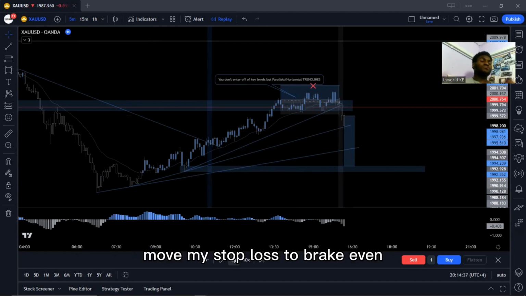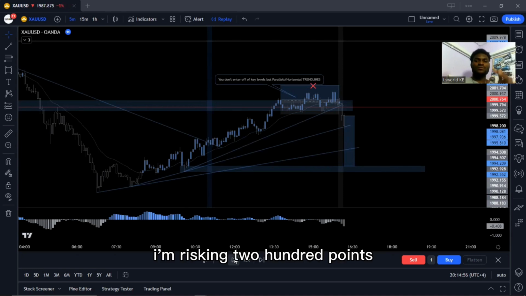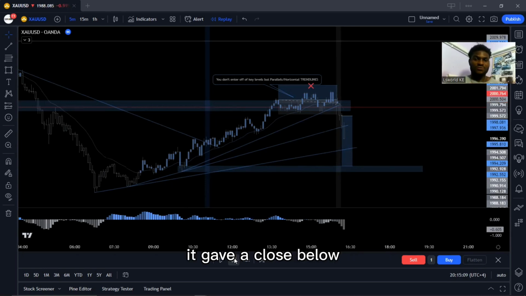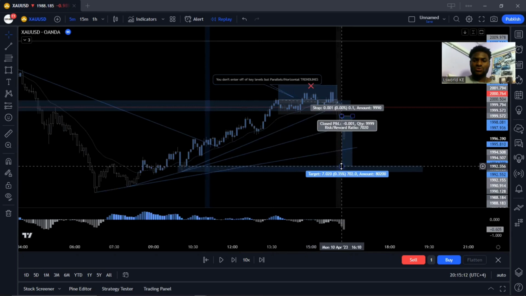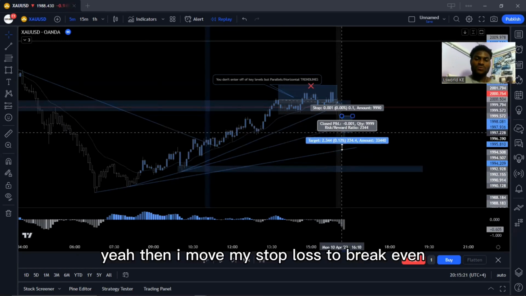Market dropped. I usually move my stop loss to break even at 1:1 on gold. For GJ, I move my stop loss to break even once it breaks a horizontal trend line, or once it gives me 1:3 RR. But on gold, I'm risking 200 points, which is 20 pips on gold. So once it moves 1:1 RR, I move my stop loss to break even. Yeah, so that was it. It closed below, gave me that 200 points, which is 20 pips. Then I move my stop loss to break even.